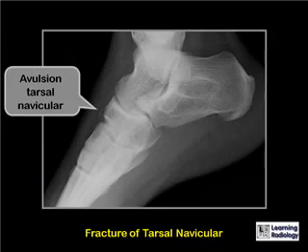This is an avulsion fracture of the dorsal aspect of the tarsal navicular. You can sometimes see the same finding along the dorsal aspect of the calcaneus.